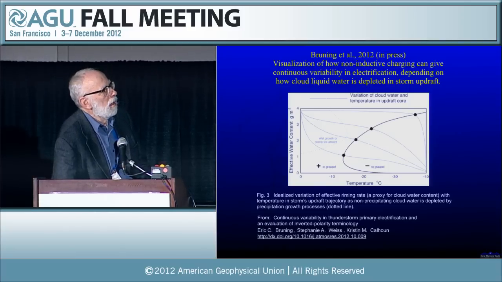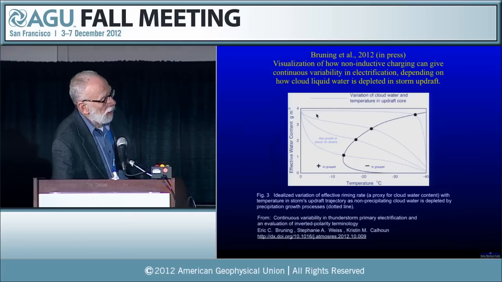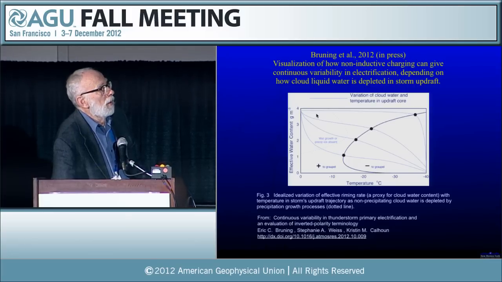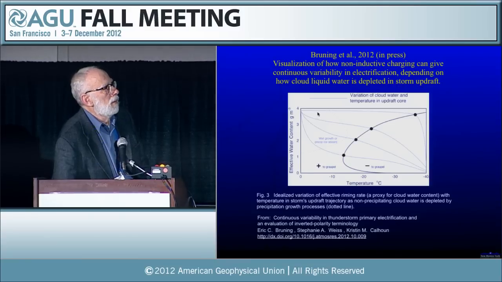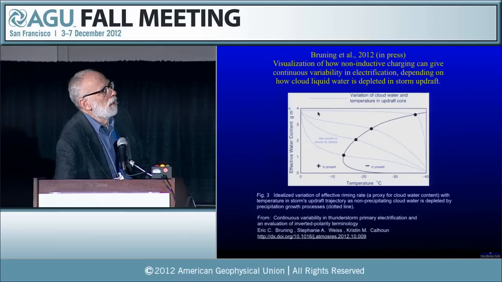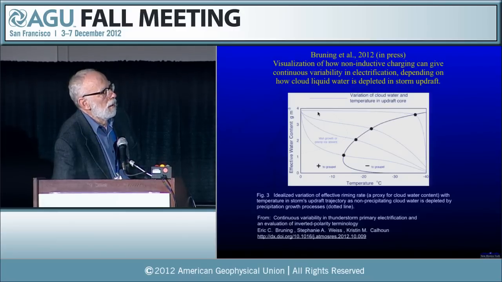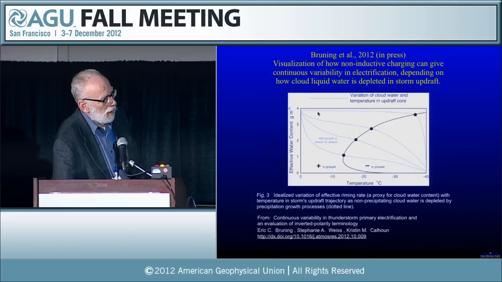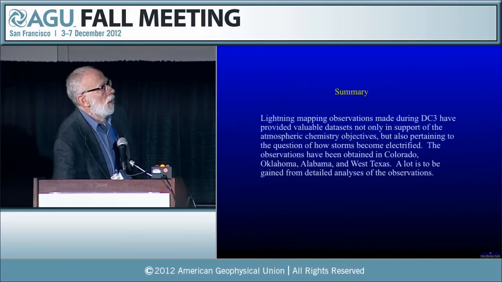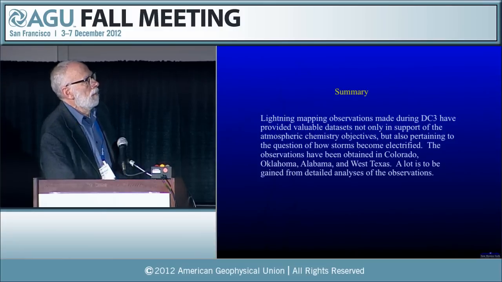It's a very nice result, which leads to testable hypotheses on whether the non-inductive ice rime mechanism or the ice-ice collision mechanism can explain the continuous distribution of electrification scenarios. Okay, so to summarize, obviously, I'll just leave it at that.